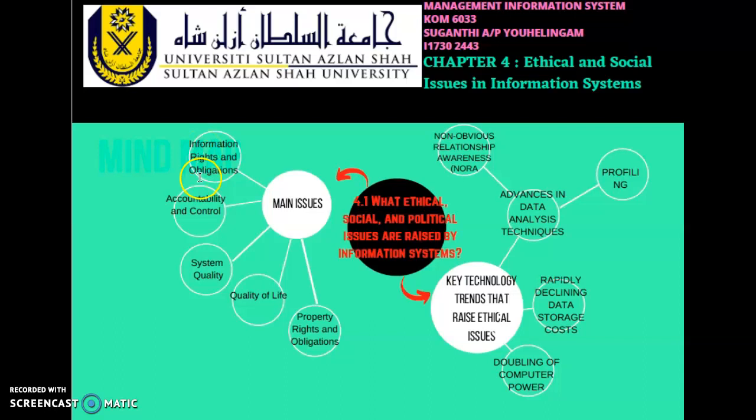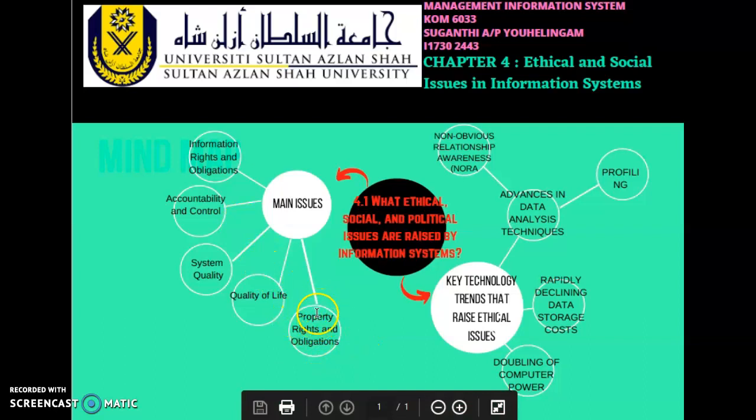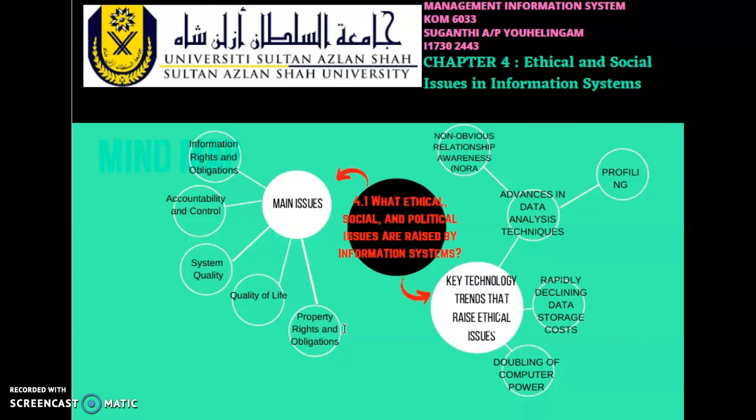These are the five moral dimensions of the information age. Information rights and obligations about ourselves and the organization. Property rights and obligations is the protection of intellectual property rights. Intellectual property rights means a product that is owned by an individual by using their intelligence.